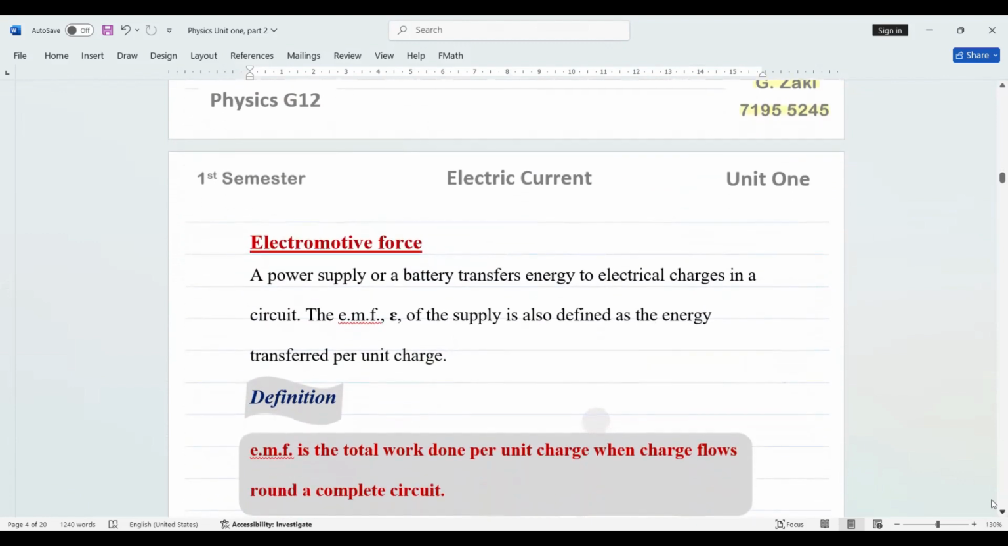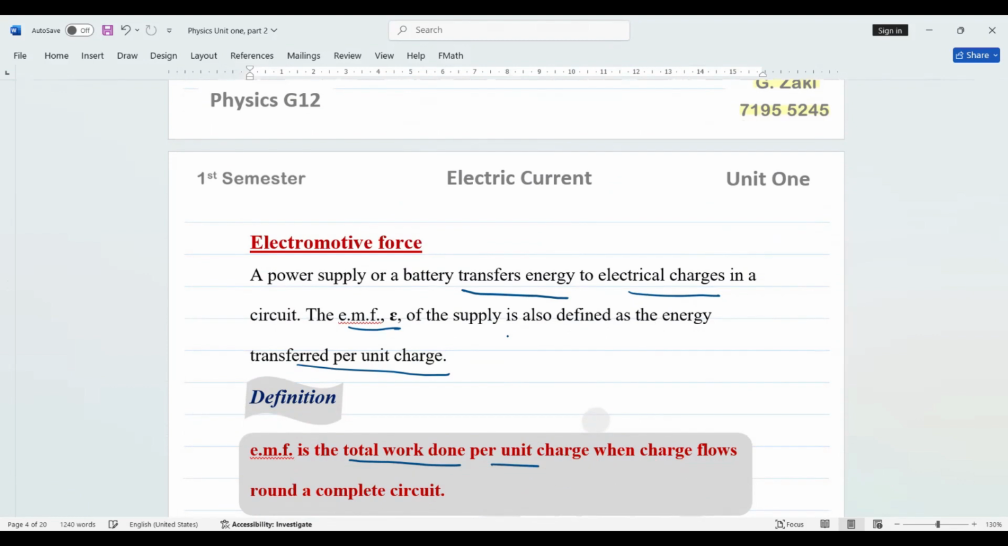Now we talk about electromotive force. Electromotive force is the voltage of the power supply, the maximum voltage in the circuit. A power supply or battery transfers energy to electrical charges in the circuit. So the EMF, denoted by E, epsilon, of the supply is also defined as the energy transferred per unit charge. But this is the energy for the whole circuit. So EMF is the total work done per unit charge, if 1 coulomb.